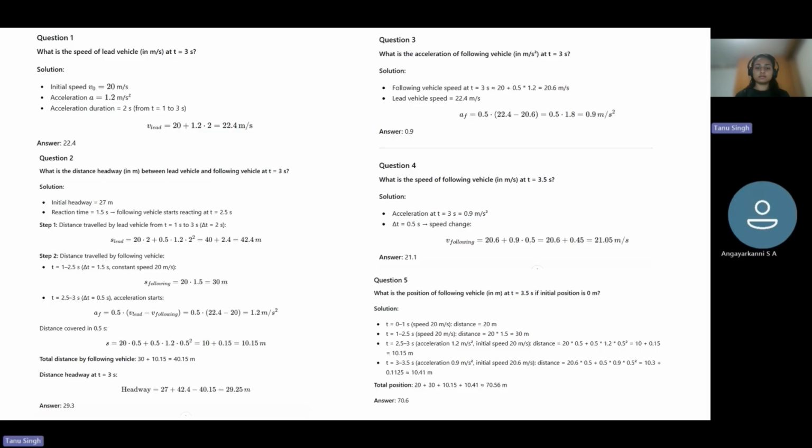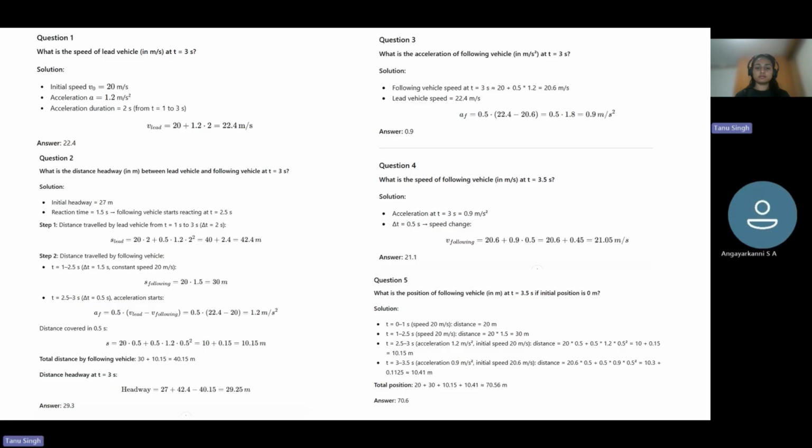And the next question was to find the position of the following vehicle in meter at t equals 3.5 seconds, if the initial position is 0 meter. So to find the position of the following vehicle at t equals 3.5 seconds: from 0 to 1 second, speed is 20 meter per second and distance is 20 meter.